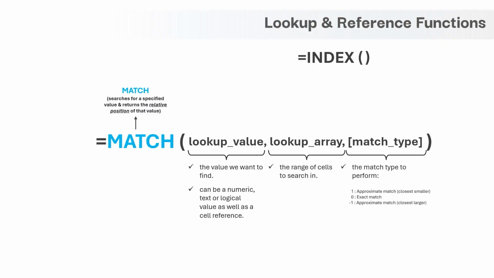It takes three different values as input: 1 for approximate match with closest smaller value, 0 for exact match, and -1 for approximate match with closest larger value.